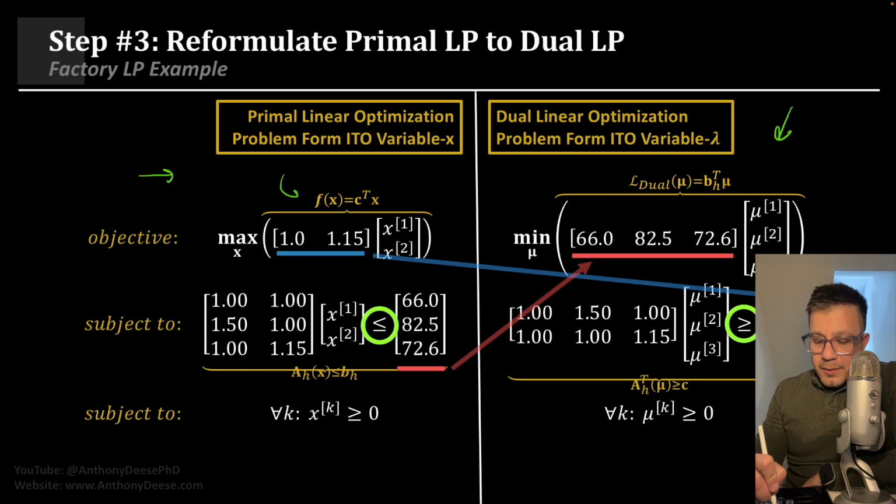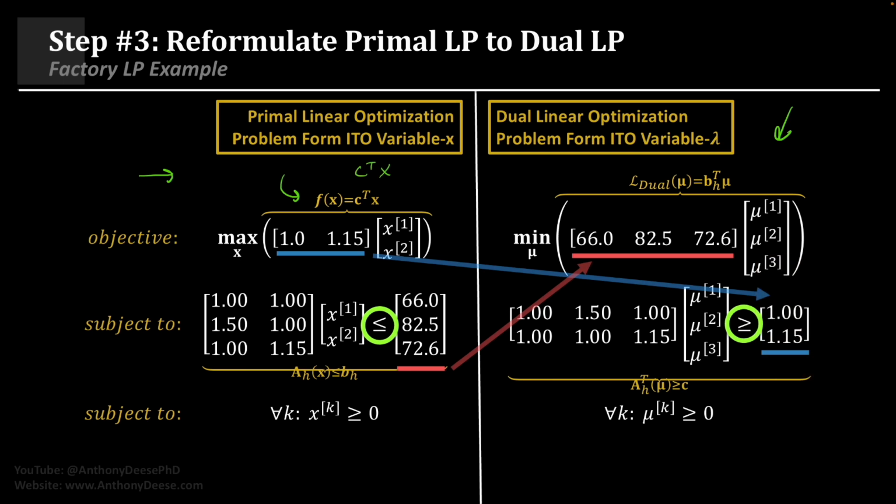So for the primal problem, we see that the objective function is equal to C transpose times X. Our objective function for the dual formulation is the dual Lagrange function, which, as we defined previously, is B_H transpose times mu. On the left-hand side for the primal, we have a constraint that A_H X must be less than or equal to B_H. And on the right-hand side, we have A_H transpose times mu must be greater than or equal to C.